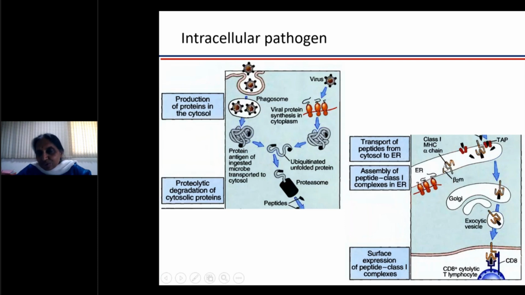So once it is synthesized, it is there in the endoplasmic reticulum, and then it gets its structure. Because I told you the class 1 has one heavy chain and the beta 2 microglobulin gives it stability. So it will bind to the beta 2 microglobulin. So what is this TAP? I showed you that there was another gene in the MHC, which is the TAP gene. Anybody from hematology can tell us what is this TAP and LMP? Transporter associated with antigen presentation.